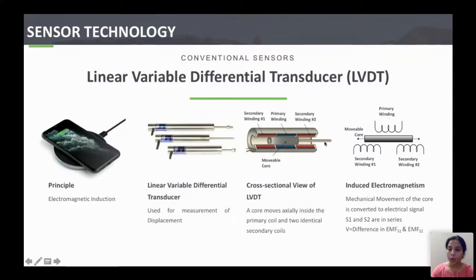Now when the core is at the central position, there is no differential electromotive force across these two secondary windings, and when it moves in either direction, a voltage will be generated due to differential EMF across these S1 and S2 secondary windings. Now that voltage is actually calibrated to give you the displacement in the structures.